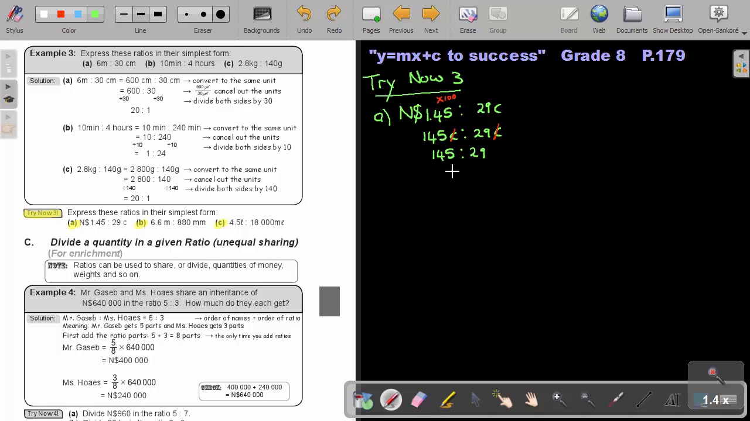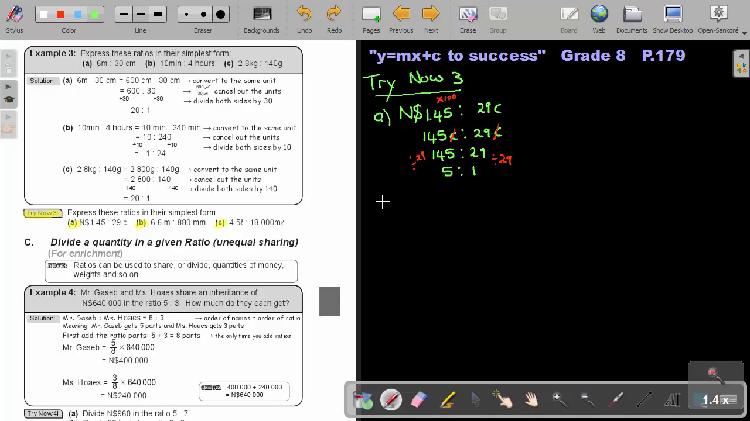And this can simplify. Again, as I said, you can use your calculator. 29 can divide on both sides, but you can press 145 ABC 29 and your calculator will say 5, but remember it's 5 to 1. So it can divide by 29, and it can divide by 29. So your answer will be 5 to 1.